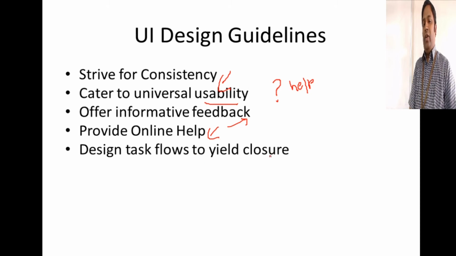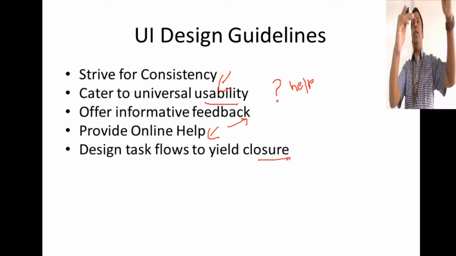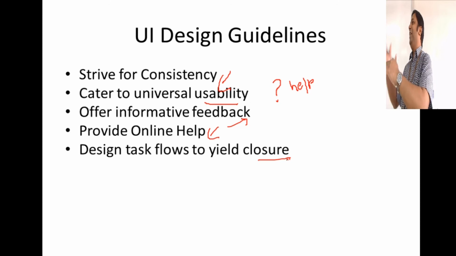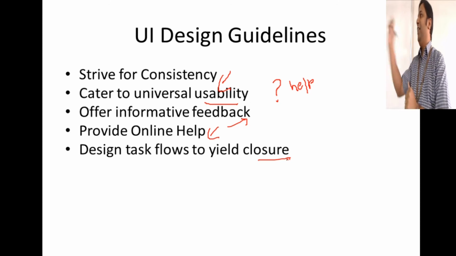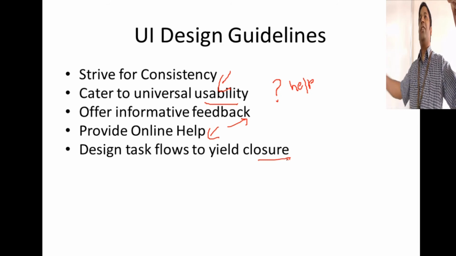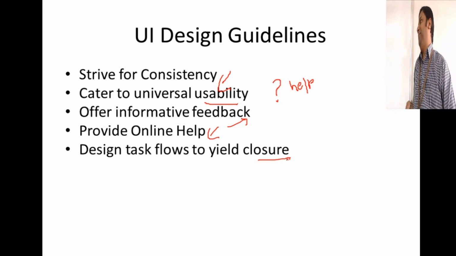Design task flows to yield closure. What does that mean? Say if I want to post your attendance, I'll go to the attendance menu, from there to the roster, from there select the semester, from there post attendance, from there I can select the options for posting, then I'll post, I'll complete. So when I start the task, I can very well in a smooth fashion finish the task. No need for me to jump out to finish the task, or go to another path. So design task flows to yield closure.